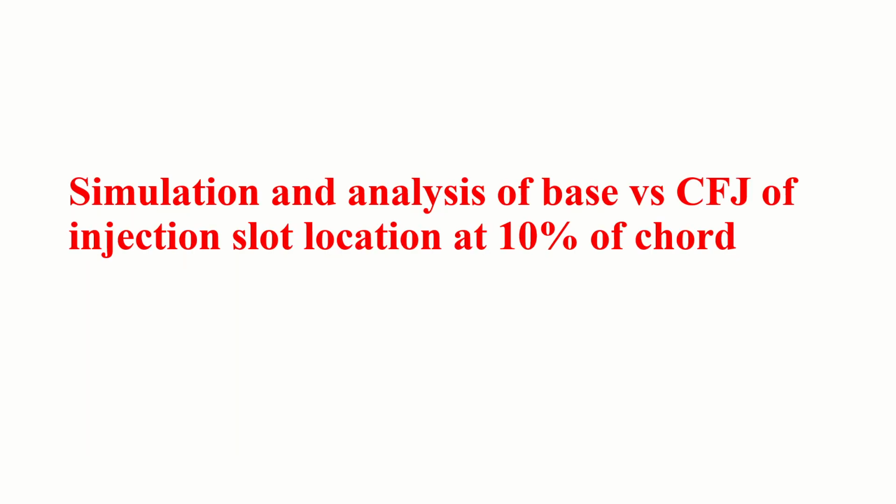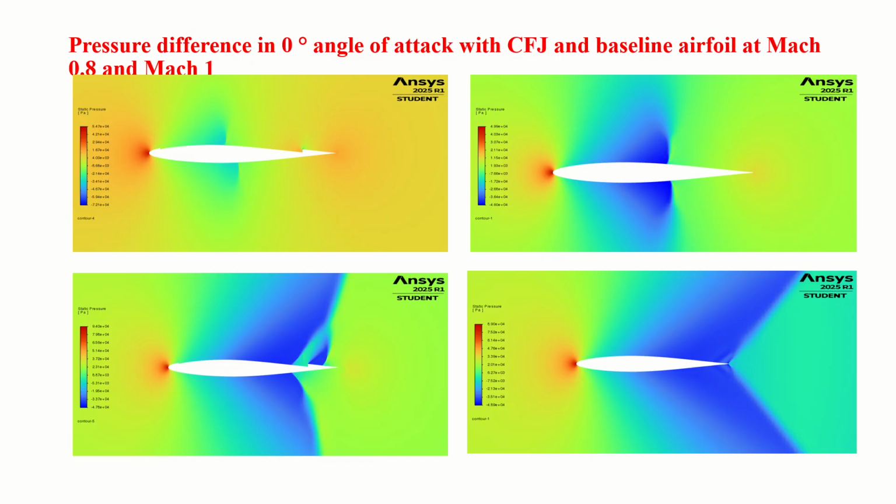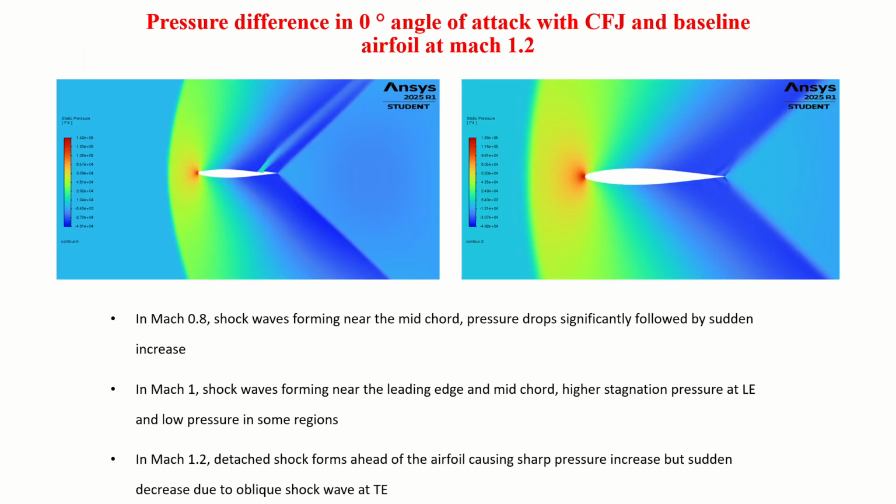So this is the simulation analysis of CFJ versus base at injection location 10% and also 12%. Particularly in Mach number, a shock forms near the mid-chord at 0 angle of attack, and the pressure drops significantly, followed by a sudden increase. But in the CFJ airfoil at Mach 0.8, the shock waves were delayed and the pressure also increased significantly.